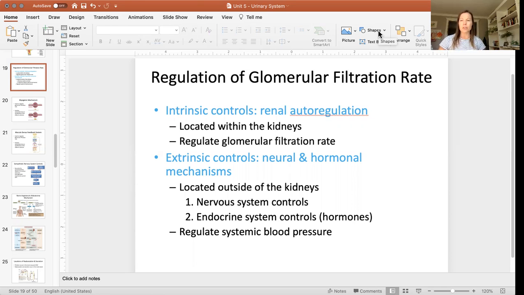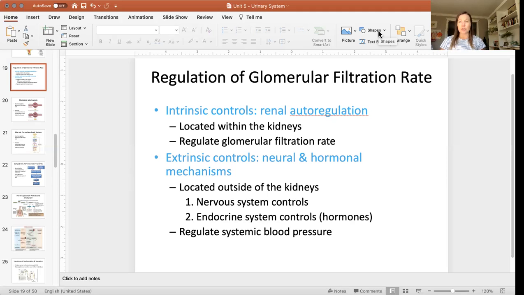And there's two major mechanisms. The first one is the intrinsic controls. The other ones are the extrinsic controls. And intrinsic means within. So these are mechanisms within the kidneys themselves that help to regulate filtration rate. This is also called renal auto-regulation because auto means self, and renal refers to the kidneys. So the kidneys are regulating themselves.